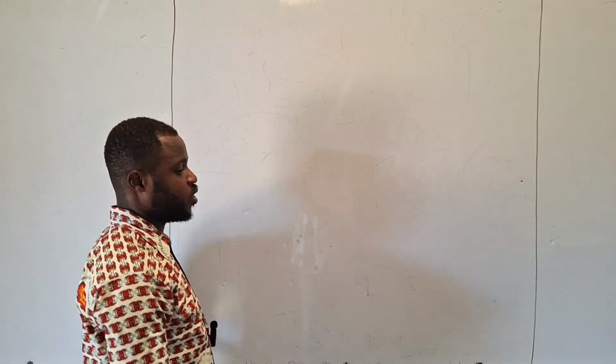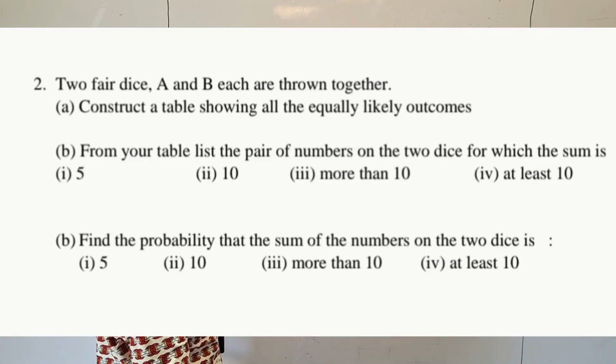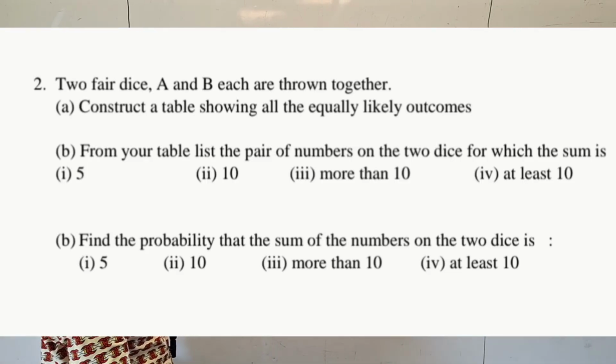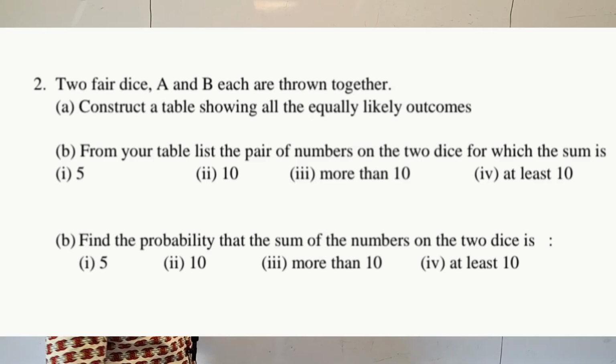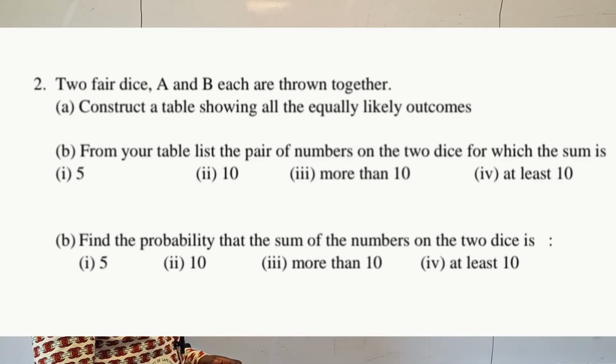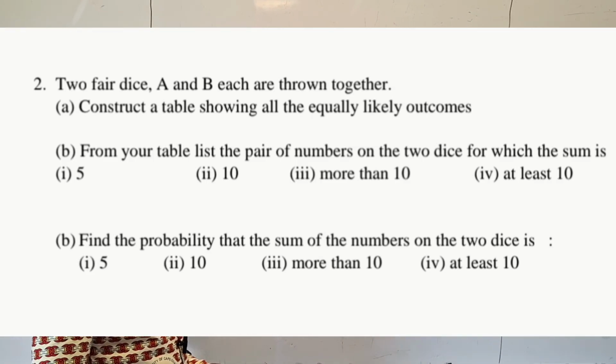So the second question says that 2 fair dice, A and B, are thrown together. Construct a table showing all the equally likely outcomes. And from the table, list the pair of numbers on the 2 dice for which the sum is 5, 10, more than 10, and at least 10. So 1 is a die, 2 or more is dice.